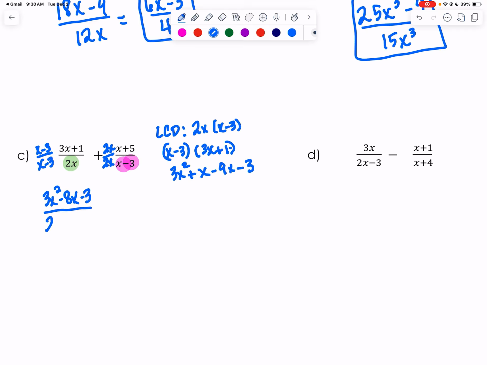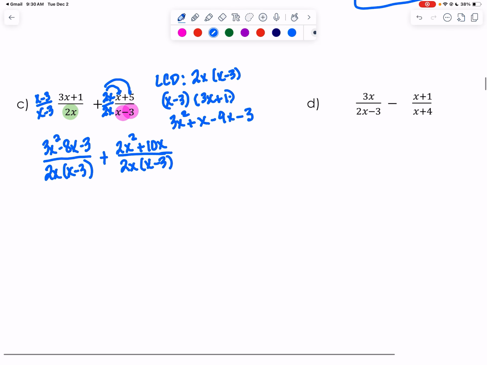And on the bottom, never multiply out your denominators. Always keep them in factored form, and you'll see why in a minute. Let me say that again. Always keep your denominators in factored form. Okay, now we're adding here. All right, now on our second fraction, we're multiplying 2x times x plus 5. So I can just use my distributive property. So 2x times x gives me 2x squared. 2x times 5 gives me 10x. And on the bottom, again, we're keeping our denominator in factored form.